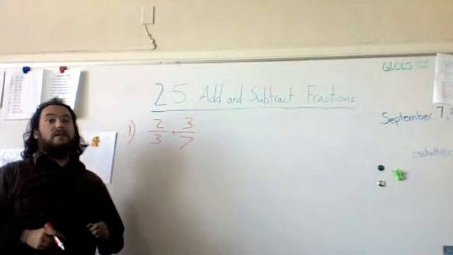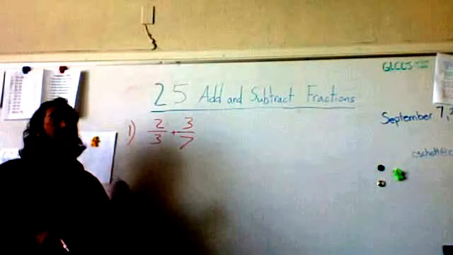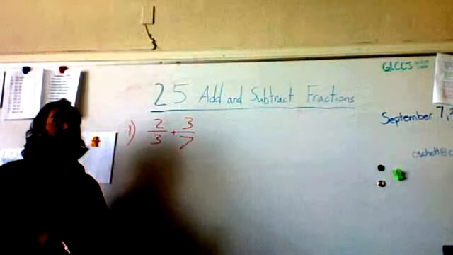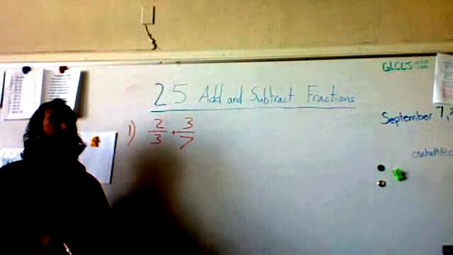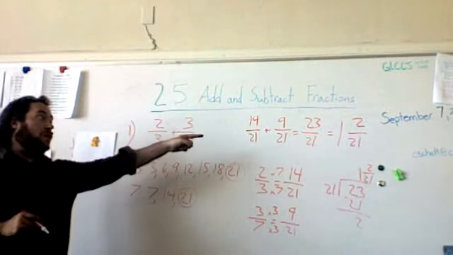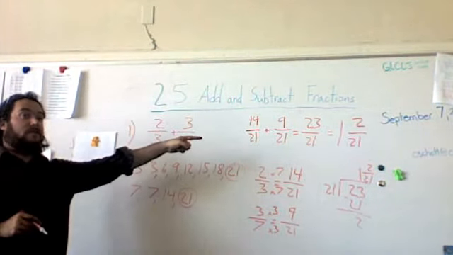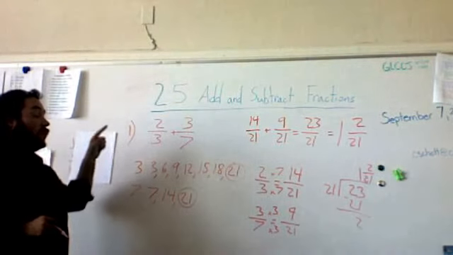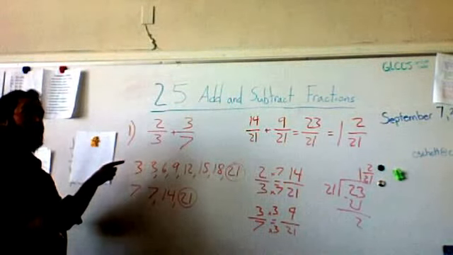Now I'd like you to try and solve this problem on your own. Hit pause now, and when you hit play, I will show you how to solve the problem. 2/3 plus 3/7 equals 1 and 2/21. Watch my work and see if you can figure out how I did it.